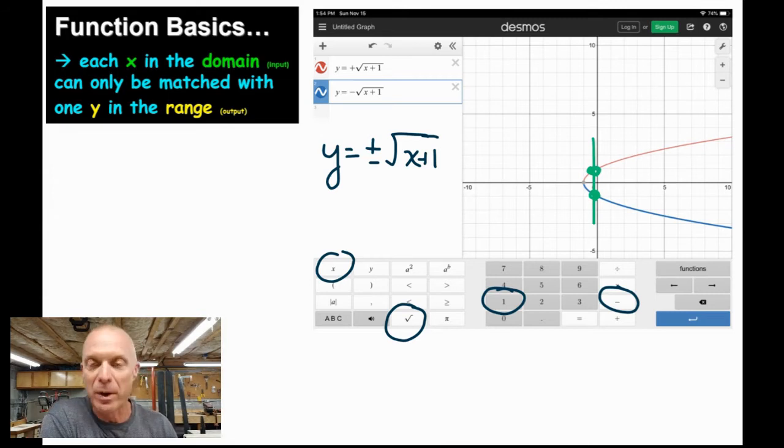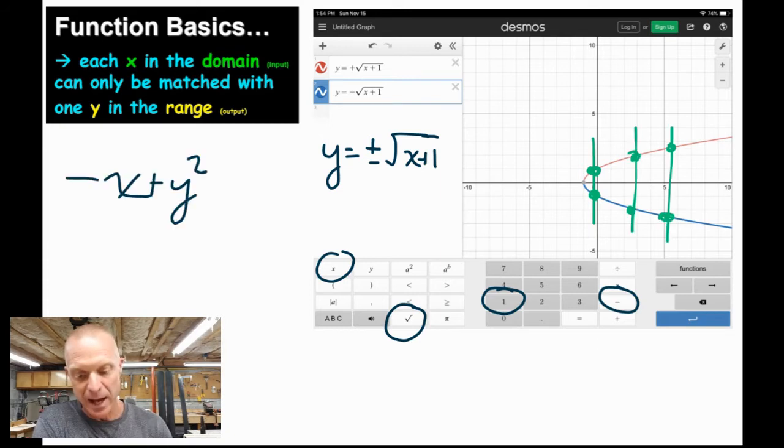And of course, that was one reason we just said that this was not a function. But if I continue to draw vertical lines, I can see that it touches at 2 points. And whenever that happens, we would say it fails the vertical line test. And so once again, our equation, -x plus y squared equaled 1, well, that is not a function.